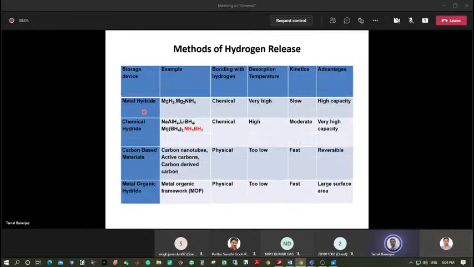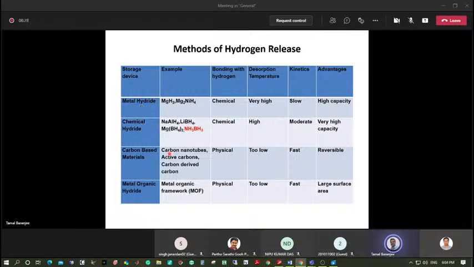You have metal hydrides, chemical hydrides, carbon-based materials, and metal organic hydrides. In metal hydrides, we have a metal present, so this requires a very high temperature. There is chemical bonding, and the desorption temperature is very high. The rate is slow, but it has a high capacity. The amount of hydrogen storage in this particular storage device is pretty high.